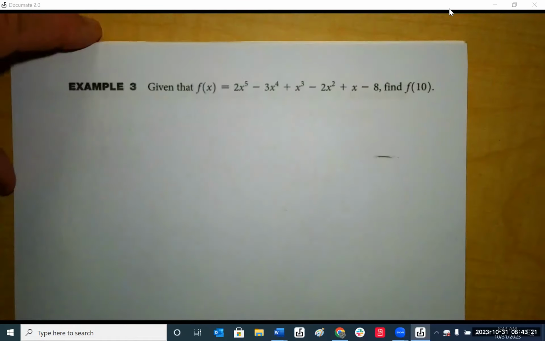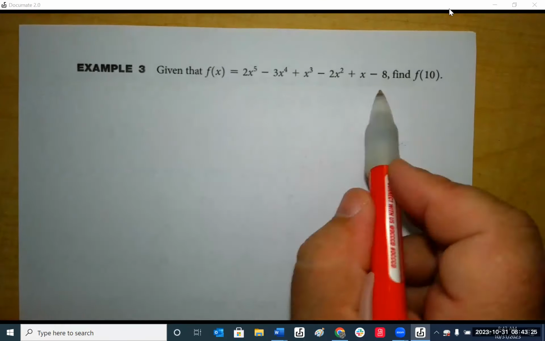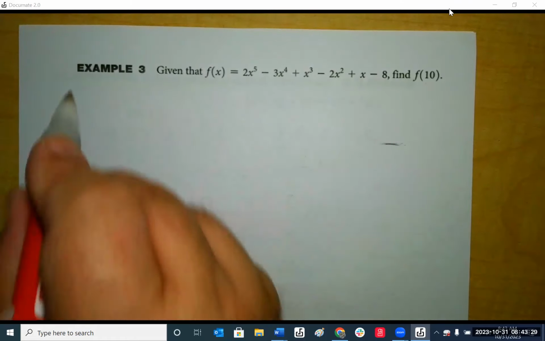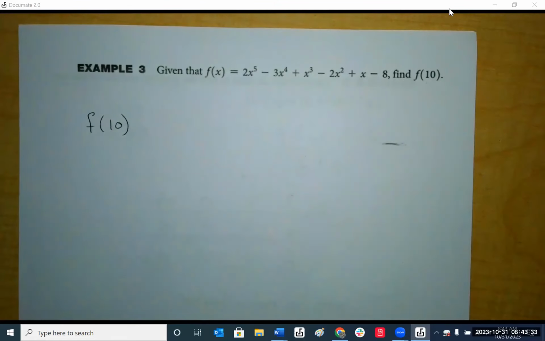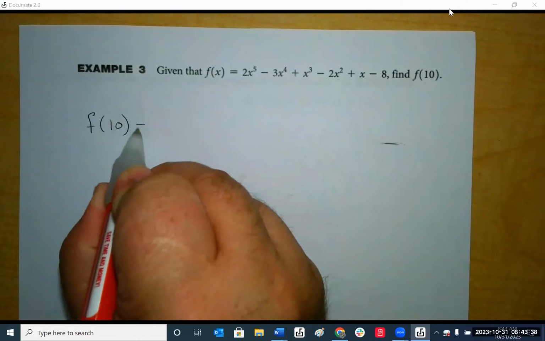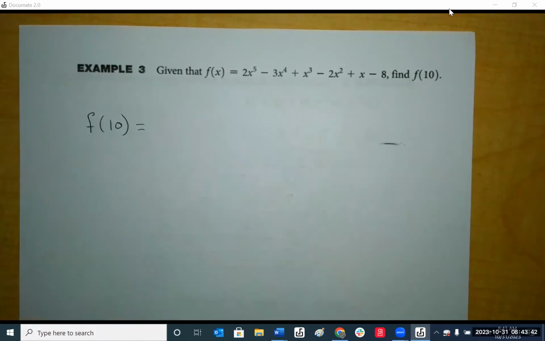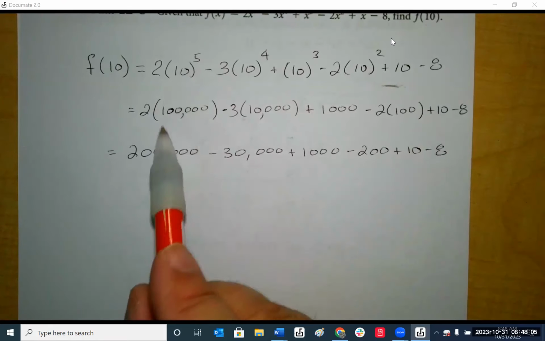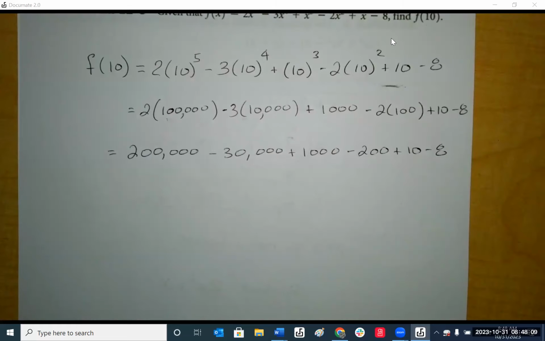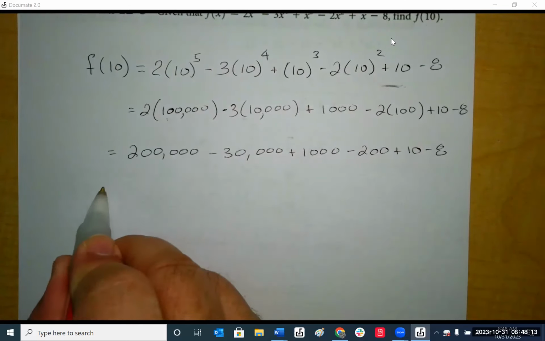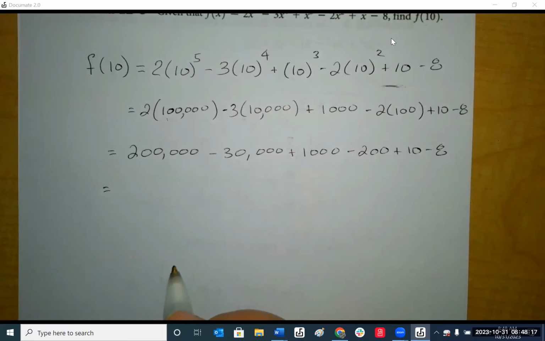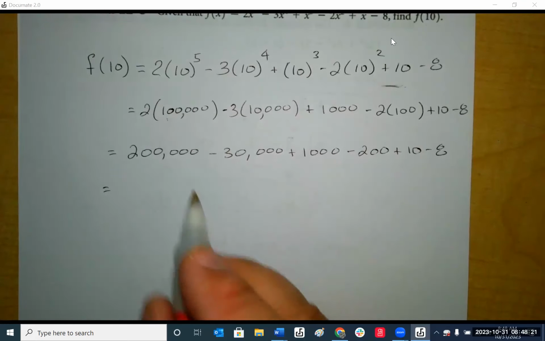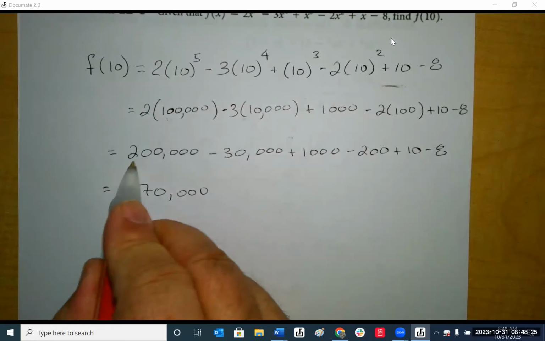Let's look at example three. Given this polynomial, find f of 10. What we have so far. 10 to the fifth is 100,000, and so it's all the way down. Multiply by 2, multiply by 3. So let's begin left to right. 200,000 minus 30,000 is what? So 200 minus 30 is what? 170,000. That's these two.